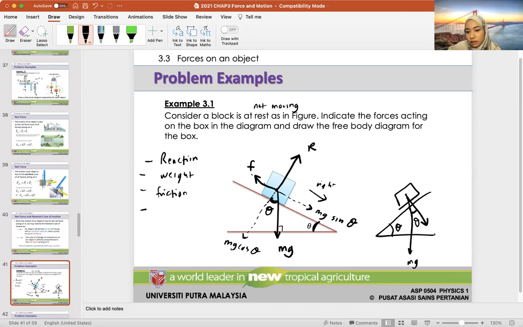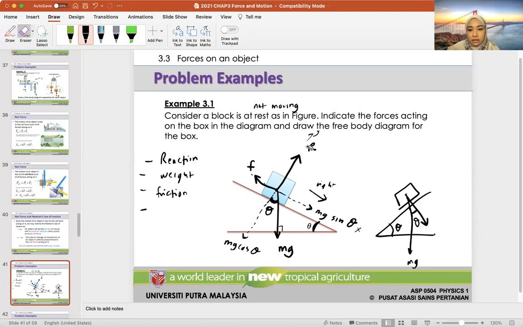Kalau theta kat sini, dia kena in between the y-axis punya component tu. This is your y-axis component, right? Assuming this is your y and this is your x. Dia in between the mg and the y-axis component. So you put your theta there. Anything that the axis that touches the angle gets the cosine, walaupun dekat y-axis. So it gets the mg cosine theta and this is mg sine theta.